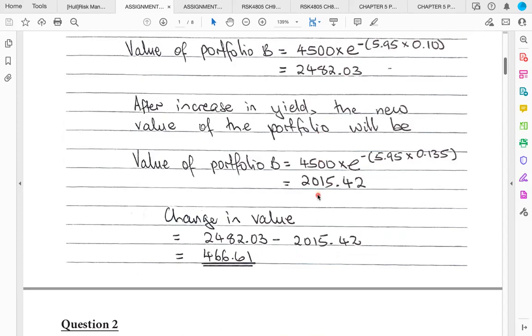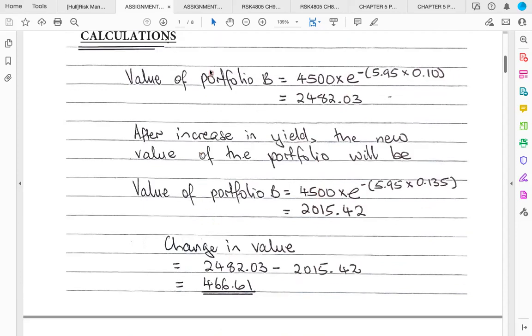So we simply just have to calculate the value of portfolio B when interest rates are now 13.5%, right? And then we need to get the difference in price. Remember, we already have the price. Let's say interest rates are 10%. We already have the price of portfolio B when interest rates are 10%, which is 2482.03. That's the current value of portfolio B when interest rates are 10%.